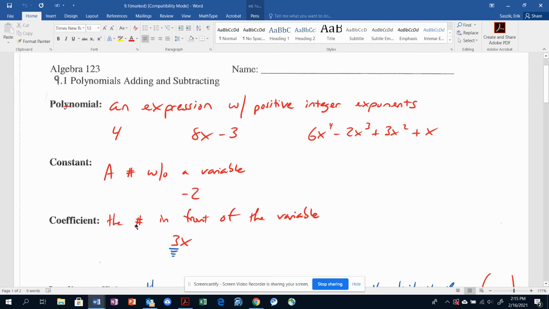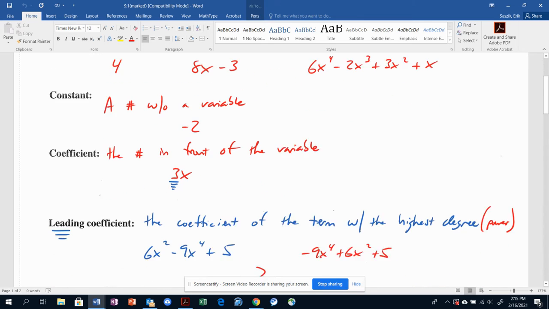And the coefficient is just the number in front of the variable. So if I wrote 3x, that 3 is the coefficient. Up here, this 8 is the coefficient. This one has 4 coefficients: the 6, the negative 2, the 3, and remember here there's an invisible positive 1. You guys have probably heard those terms before.